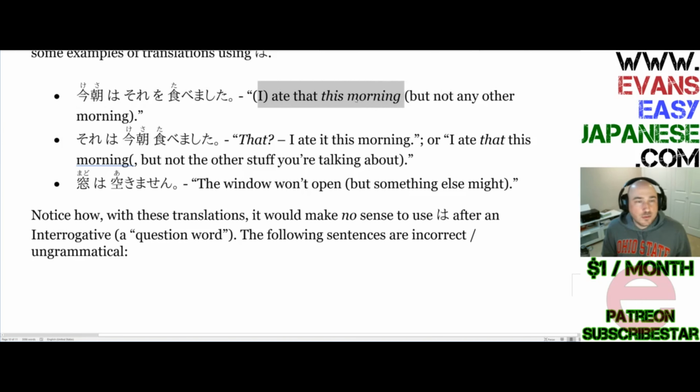In the translation, we have I ate that this morning. But notice how we're limiting it to this morning. Well, this morning, I ate that. I ate that this morning, not yesterday though. Like, you're trying to blame me for eating all your dog food yesterday, says your puppy. But I only ate it all this morning, but not any other morning, right? I ate that this morning, but not any other morning.